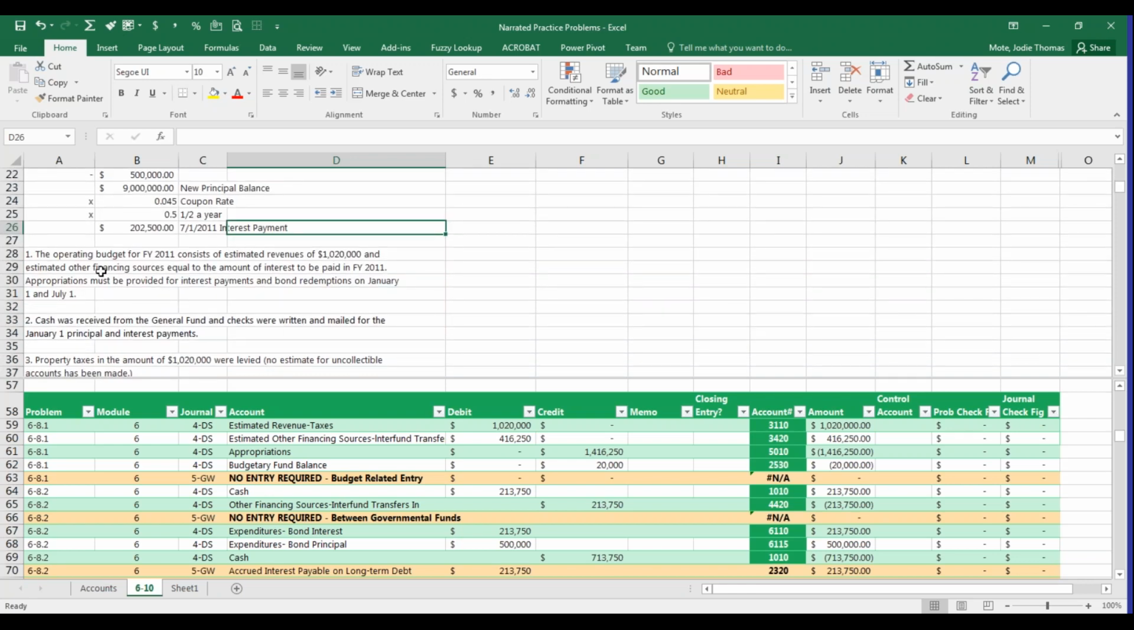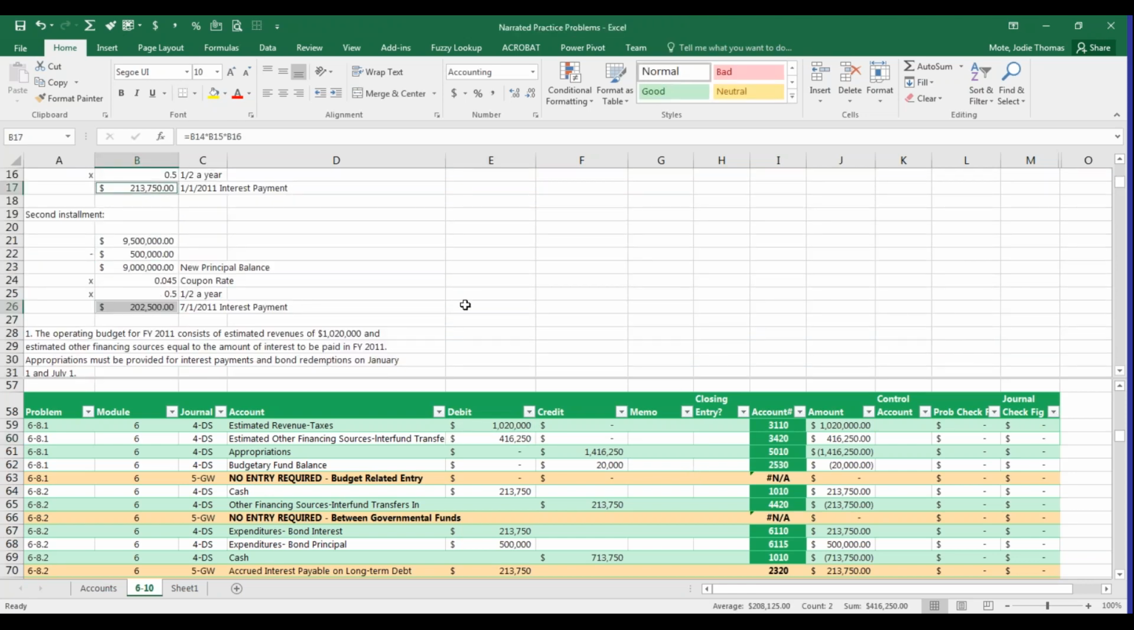The operating budget consists of estimated revenues of $1,020,000 and other financing sources equal to the amount of interest to be paid, because remember, the general fund is going to cover the interest. So you record your estimated revenue, which is a debit, of course, from our multiple budget entries we've made over the semester: $1,020,000 to estimated revenue and taxes, and $416,250, our total interest payment.